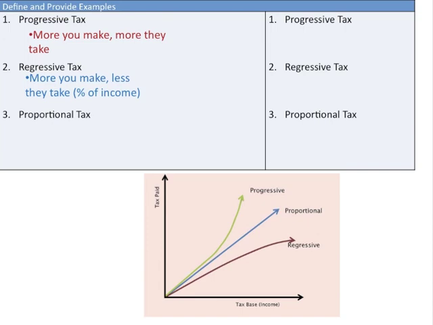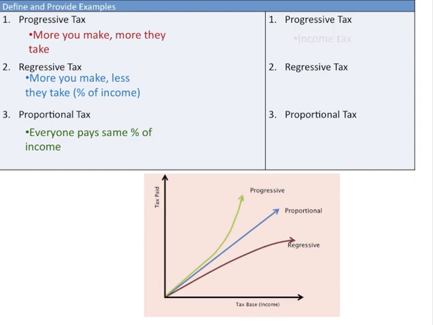So if you have a really wealthy individual and a low-income person, and they're both paying the same amount of sales tax on a particular purchase, well, that sales tax is going to be regressively more expensive for the low-income person than it is for the high-income person. A proportional tax is one that stays the same or is flat as a percentage of income. So everybody pays a particular percentage.